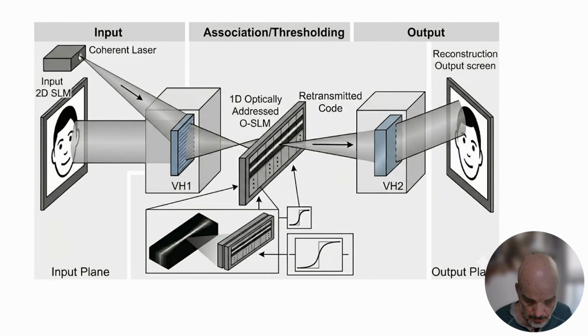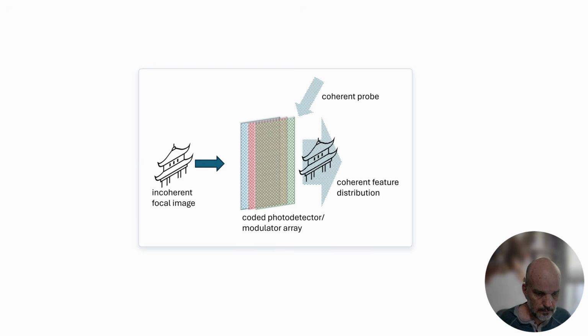Now, with this work, you have to assume that novel new technologies are developed. In particular, we need the image plane, the input, to exist as a coherent wave field. So we imagine in this paper that we have an optically addressed focal plane, so that the incoherent image comes into a photodetector array, and then that photodetector array is read out in parallel by a coherent probe beam.